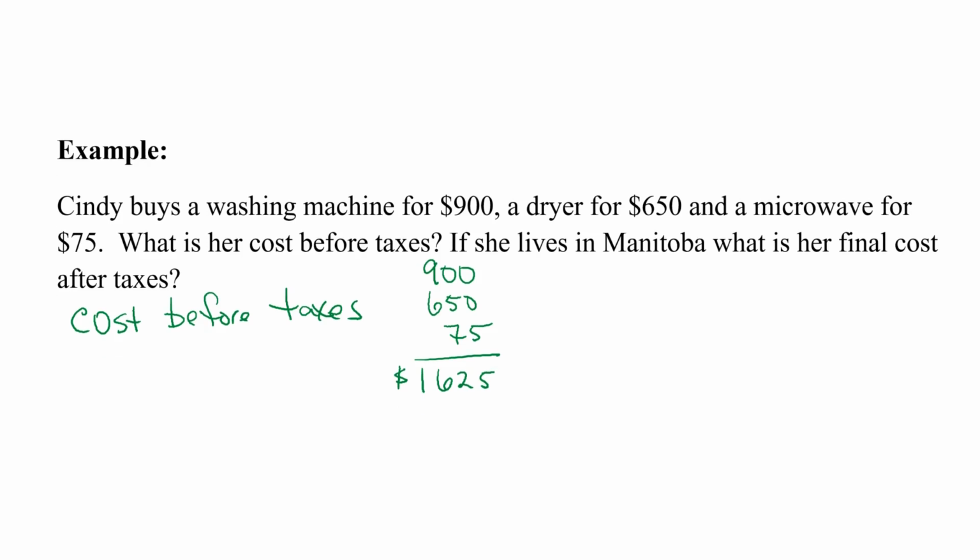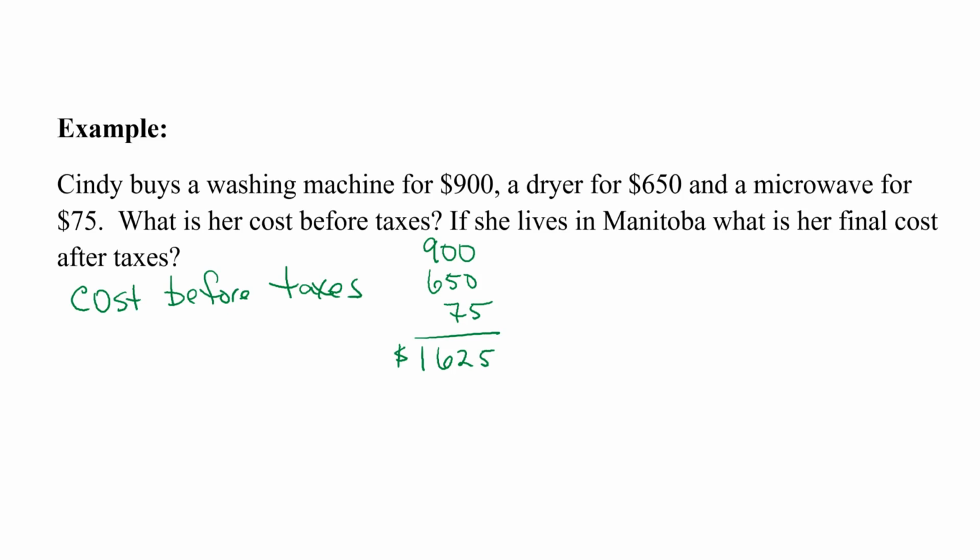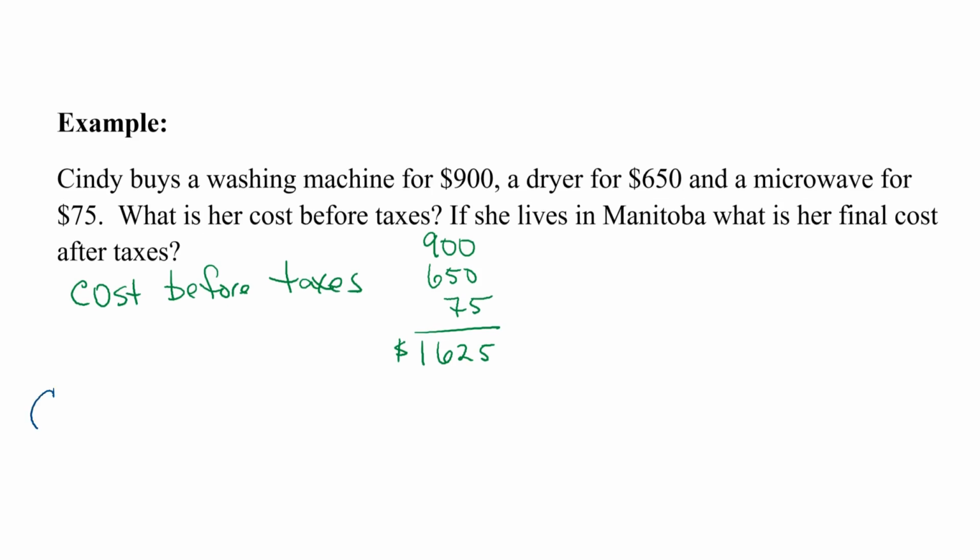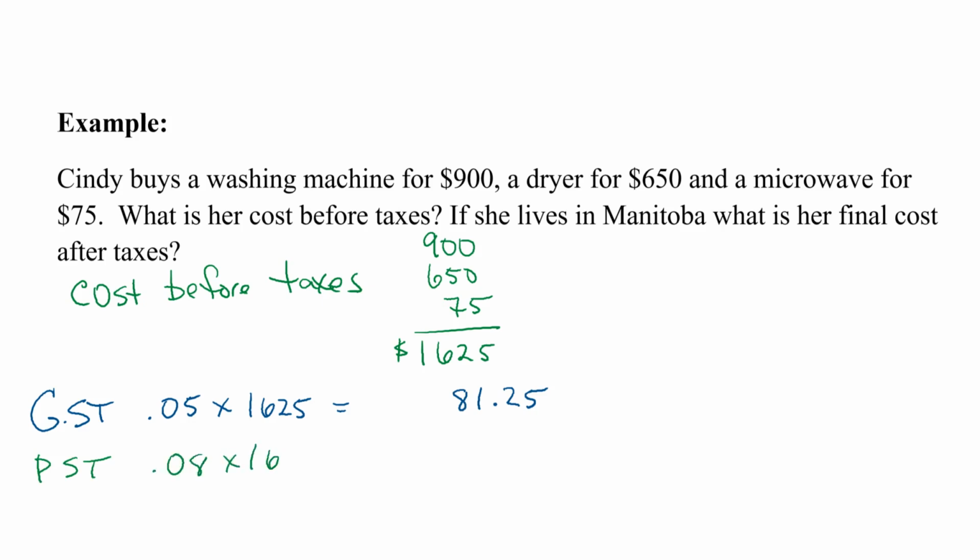Now, what is her final cost after taxes? Well, in Manitoba, we have 2 taxes. We have our GST, which is 5% of that. So I'm going to say 0.05 times 1625, which gives me 81.25. And then my PST, which is 8% or 0.08 times 1625. So that would be equal to 130.